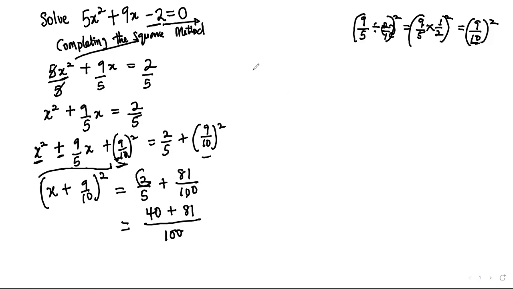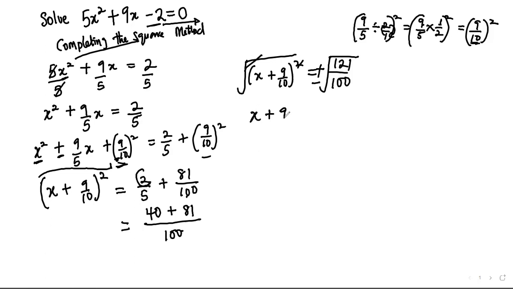And finally, we have here x plus 9 over 10 all squared is equal to, that will give me 121 over 100, right? Yeah, that is what it is. So from here, you want to remove this square. So you square root both sides. But remember, you have plus or minus when you square root both sides. So the square will cancel out the root. So you have x plus 9 over 10 is equal to plus or minus the square root of 121 is 11 and the square root of 100 is 10.